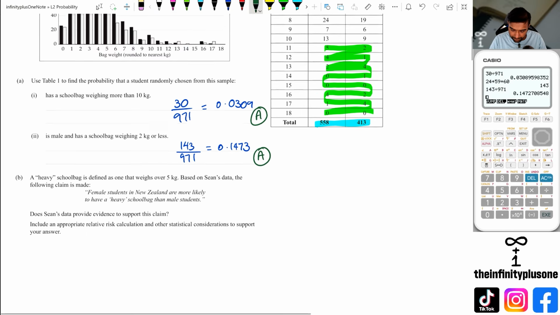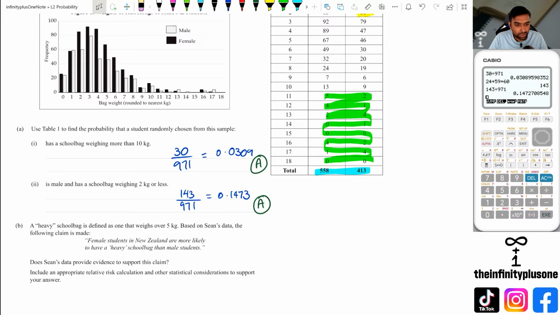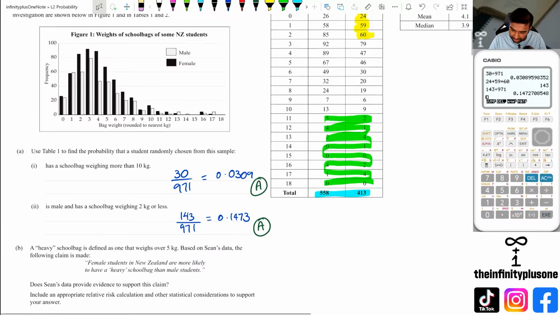Okay, so let's go to part B of this question. We've got a claim here that female students in New Zealand are more likely to have heavy school bags than male students. Heavy school bags is when it's over 5 kgs. All right, so I've got to add up quite a bit of numbers, but I think I might do this. Let me just get rid of all of this.